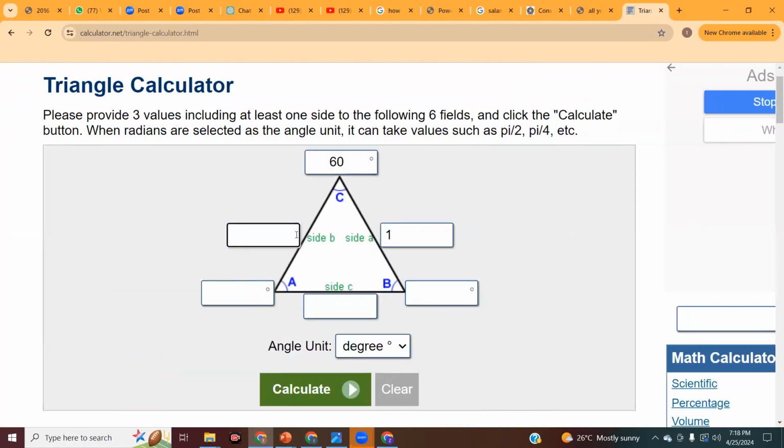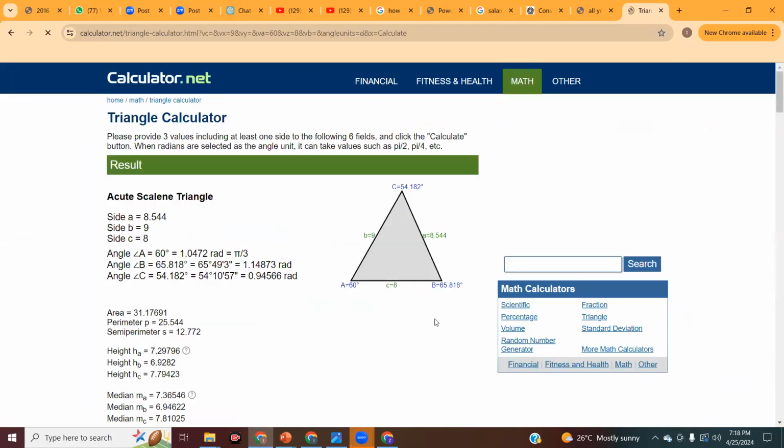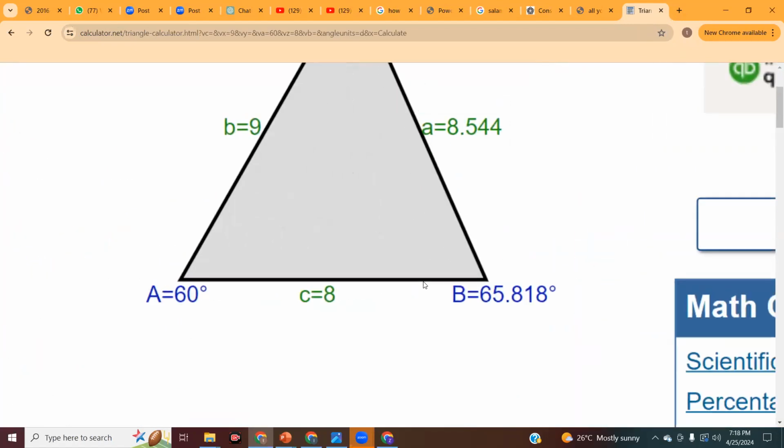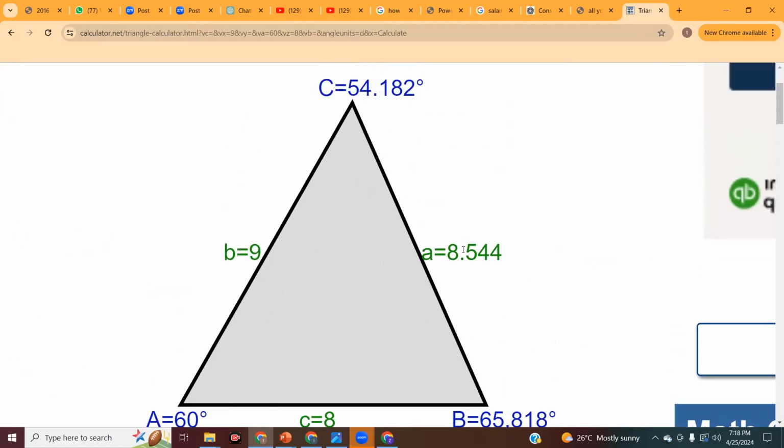So here is 9 centimeters, here is 60 degrees. Here is, what is this? We're trying to figure out that thing. And here is 8. So what should it be exactly? Yeah, we are right. It should be 8.5. So if you got like 8.54, somewhere around there, you are right.